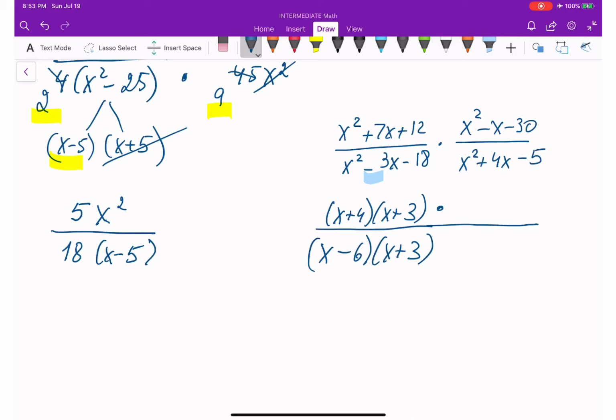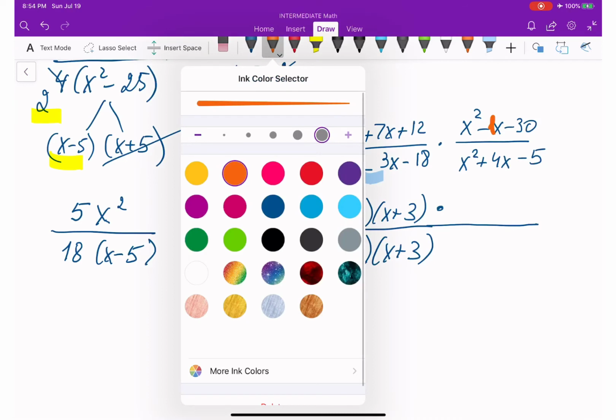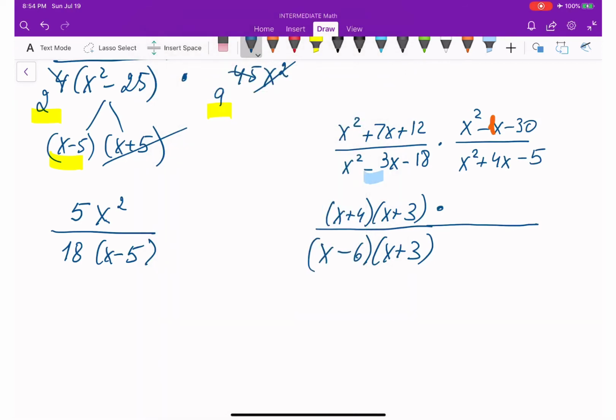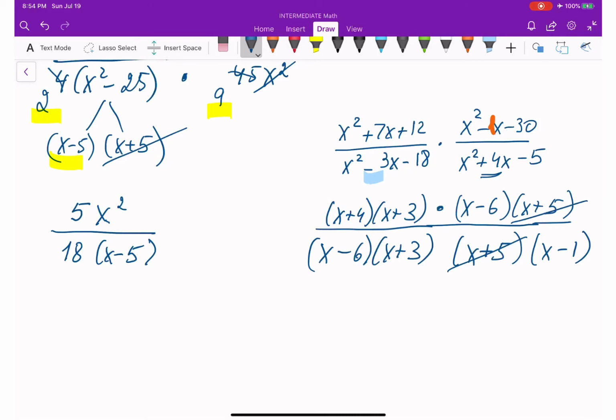So x squared minus x minus 30. Remember I told you, whenever you have 1 here, it's going to be 2 numbers following one each other. So it's going to be x minus 6, x plus 5. And at the bottom, we have x plus 5 because we have plus 4x. So the bigger number is going to be positive, and x minus 1. Okay, let me see what is going to cancel. x plus 5 is going to be gone with x plus 5. x minus 6 is going to be gone with x minus 6.